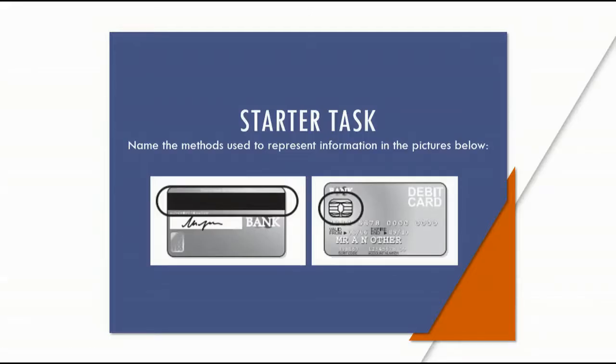As a starter for today, you have 2 pictures in front of you. Think which are the methods used to represent information here. So you have done this in the last lesson and you know that this black strip is actually a magnetic stripe and this one is a chip and pin.